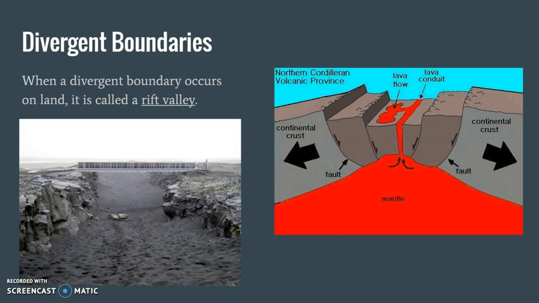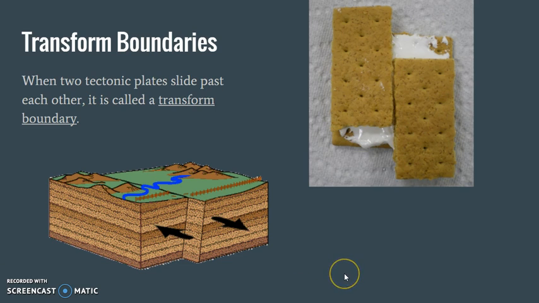All right. The third type of boundary is called a transform boundary. When two tectonic plates slide past each other, it's called transform. This picture here shows this plate moving this way, this plate moving this way. They're sliding past each other, and we did that with the graham crackers. Remember, we slid one past the other one.